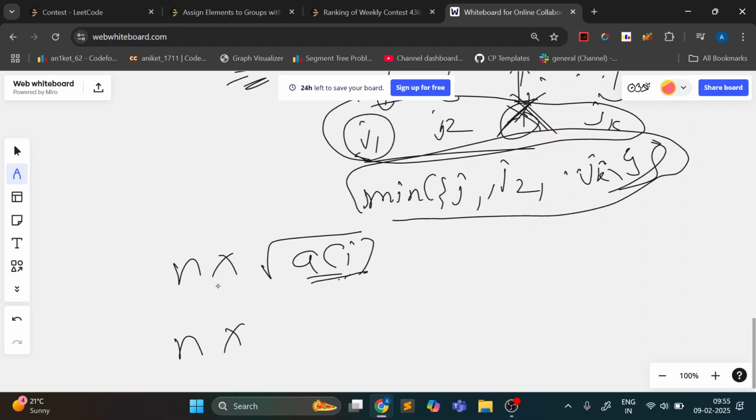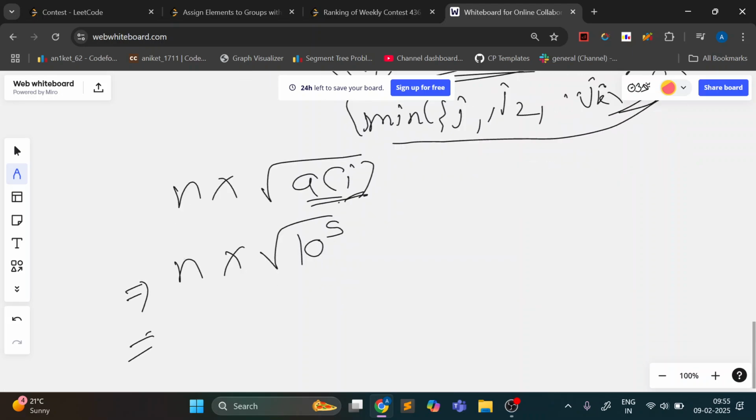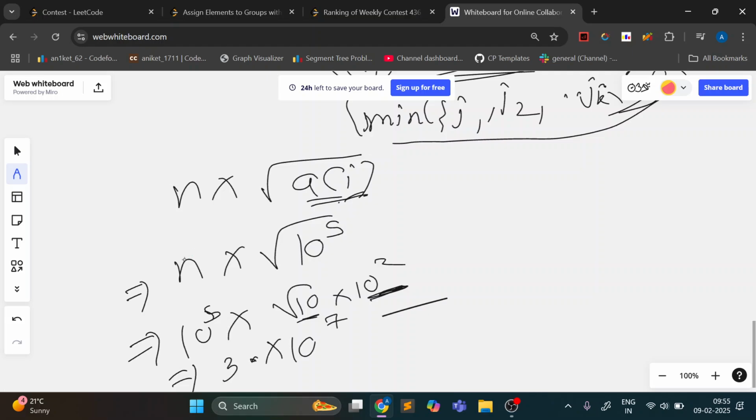Now the maximum value of a of I is 10 raised to power 5, so the square root is 10 raised to power 2.5, and n is 10 raised to power 5. So 10 raised to power 5 into root 10 into 10 raised to power 2. I break it into root 10 into 10 raised to power 4. 10 raised to power 4 comes out of the square root and this remains. So this is approximately 3 into 10 raised to power 7, which is very close to TLE, I would say.